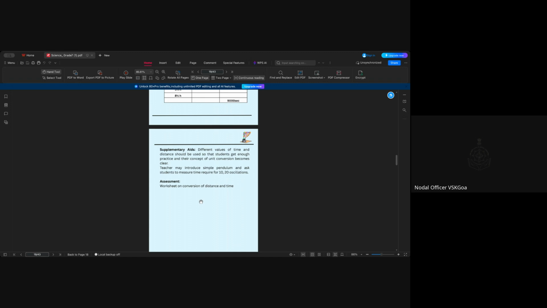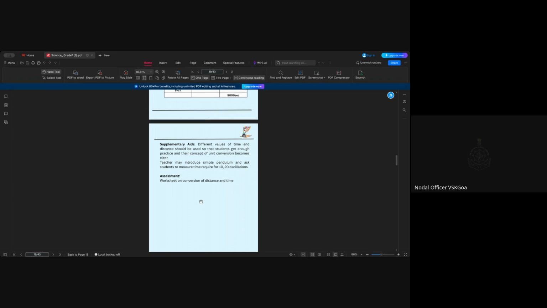If time permits for the activity, you can very well do this particular activity, so that in the course of time when you are talking about a concept like pendulum or time period or frequency, this will be helpful for you. So, the worksheet, which they are going to fill and complete. When you analyze that, you will understand whether they have understood this particular concept of conversion related to distance and time properly or not. That will be the assessment part.